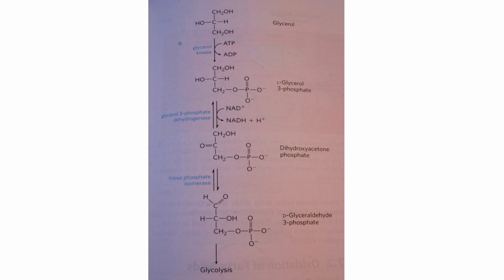This is the sequence of this reaction. There's glycerol here. Glycerol kinase produces a phosphate ester, which is L-glycerol 3-phosphate. You then get an oxidation of the number 2 carbon with NADH forming. You get a carbonyl group here. This is dihydroxyacetone phosphate. And triose phosphate isomerase gives the formation of glyceraldehyde 3-phosphate. You get oxidation here and reduction here. And then this entity goes into glycolysis.